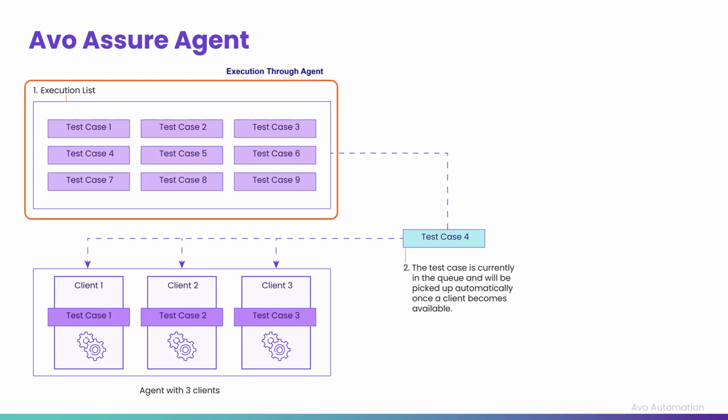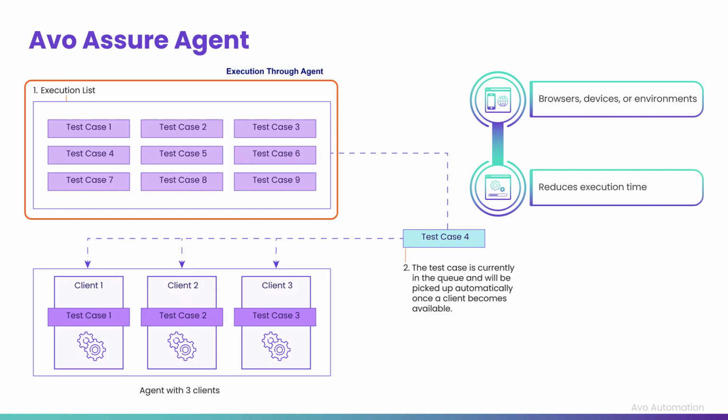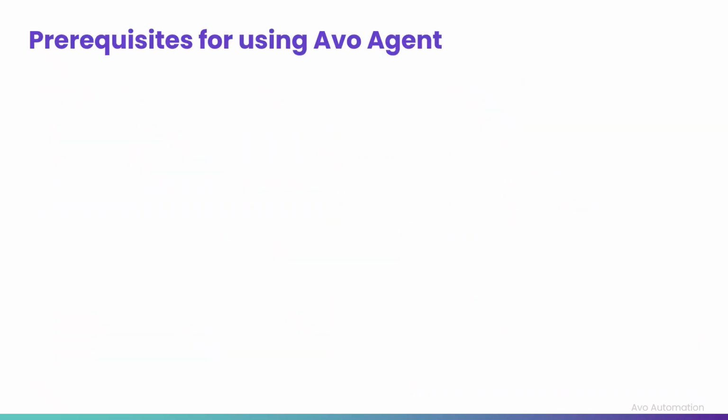It allows you to execute multiple test cases across different browsers, devices, or environments, thus reducing overall execution time and improving test efficiency. Please note that, in Avo Assure, simultaneous execution of test cases across multiple clients is achieved with the help of an Avo agent, enabling flexible and efficient parallel and distributed test executions. We now know what an Avo agent is and how it works. Let us understand the requirements for an execution in Avo Assure using Avo Agent.